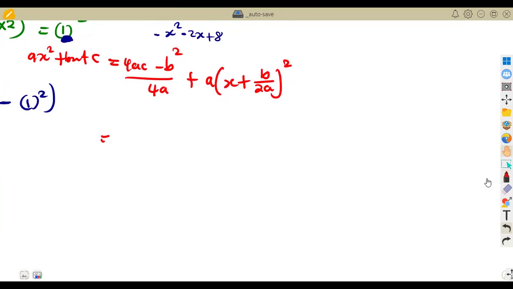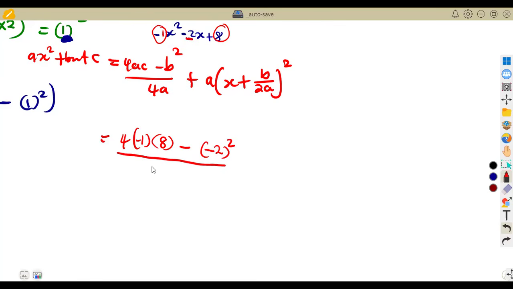From this quadratic expression, the coefficient of x squared, which is minus 1, is our a. So it's going to be 4 times minus 1, which is 4a times c, the constant, which is 8, minus b squared. b is the coefficient of x, so this is going to be minus 2 squared, over 4 times a. Our a is the coefficient of x squared, which is minus 1.